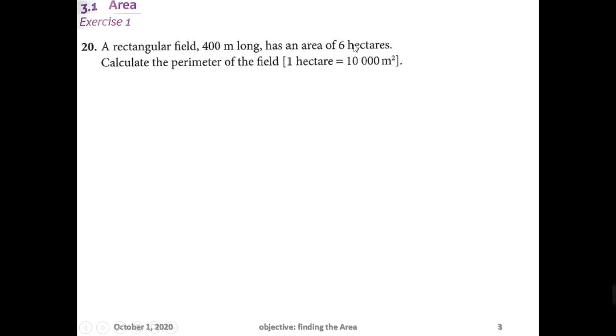So the 6 hectares can be placed underneath the hectare and you put equal and a question mark, meaning we don't know how much 6 hectares is equal to in meters squared. And then you apply cross multiplication.